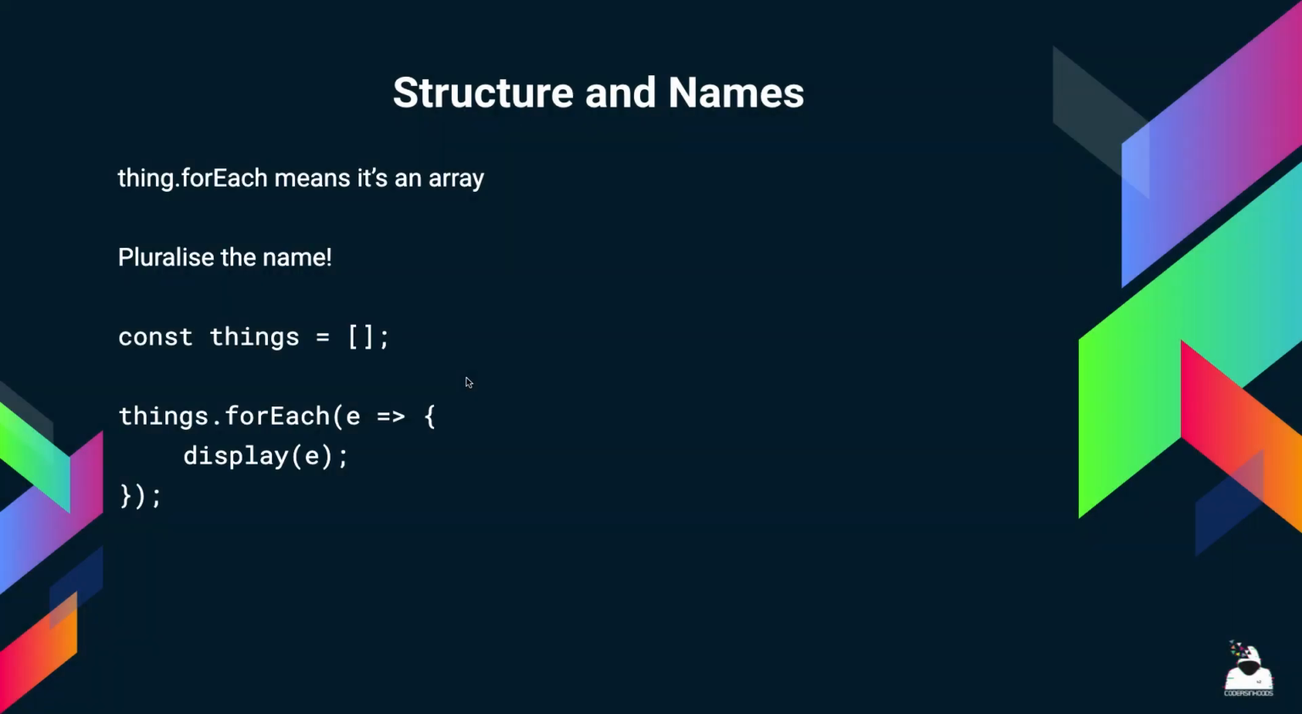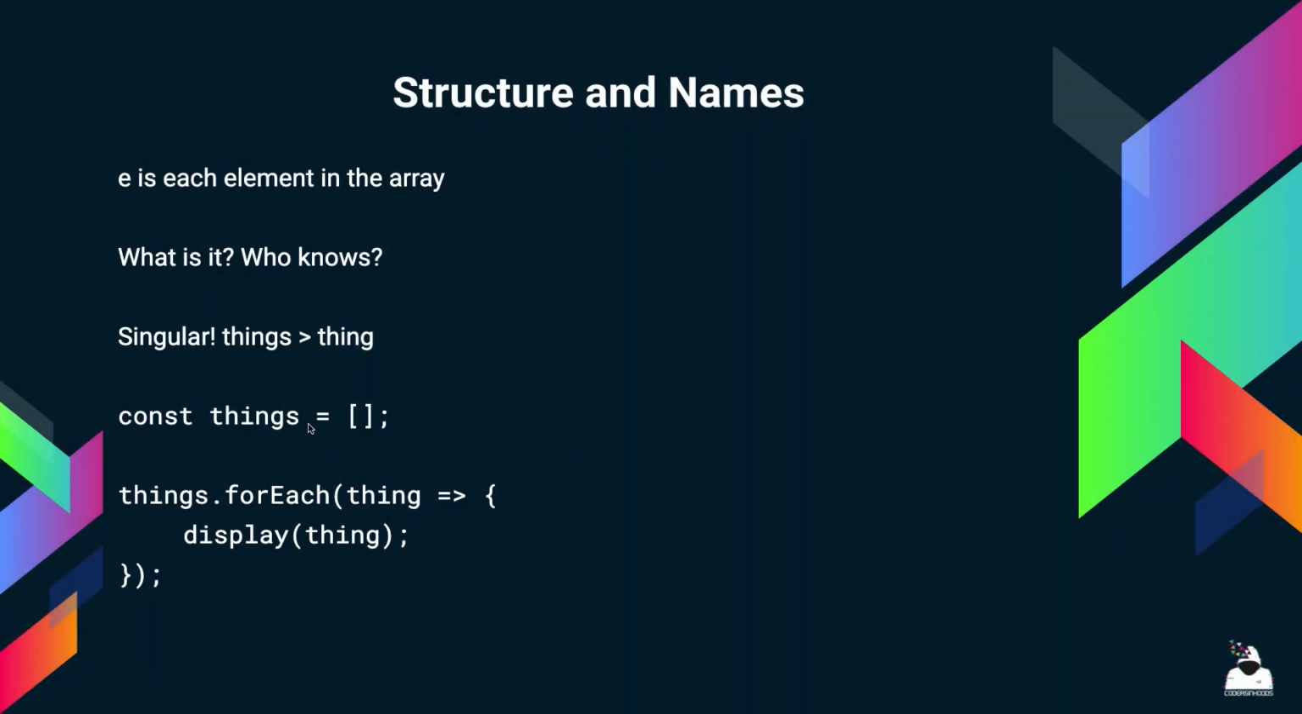So if you go further, what you can learn is that for each means it is an array, which is correct. So why not make it plural, right? Like it's things, not thing. And then you go through it and you get every element in there and you display it. Fair enough. But again, what is the E? You don't really know. So why don't you say that it is a thing? So it's a thing from things, right? So you make it a little bit more descriptive.